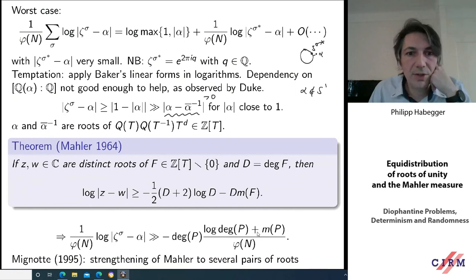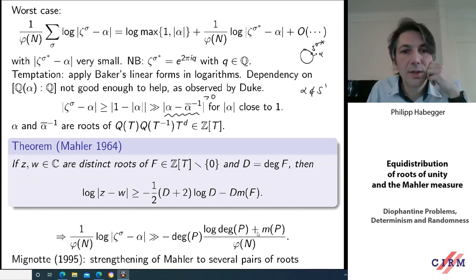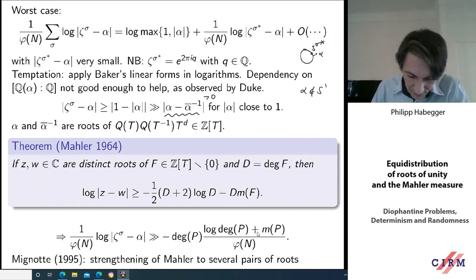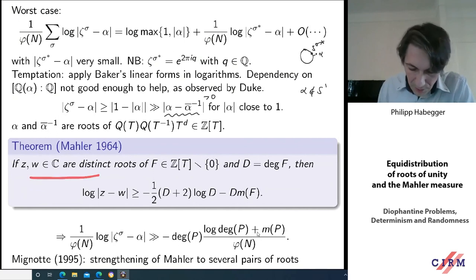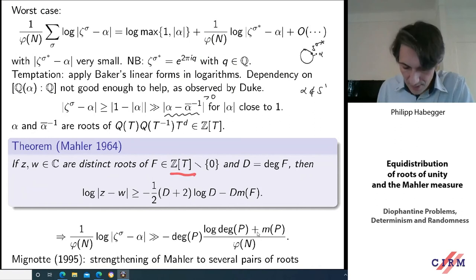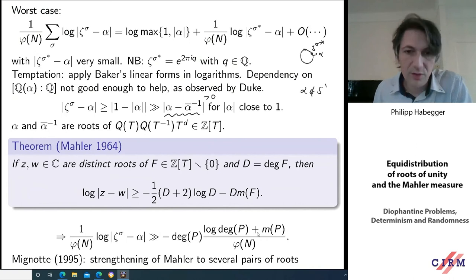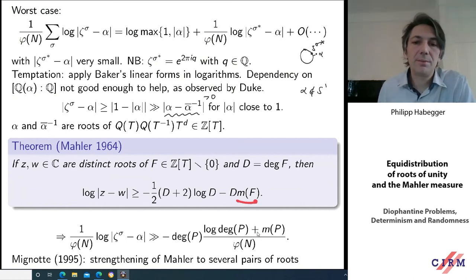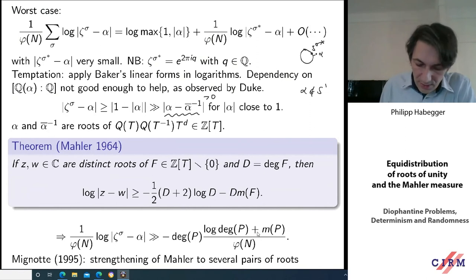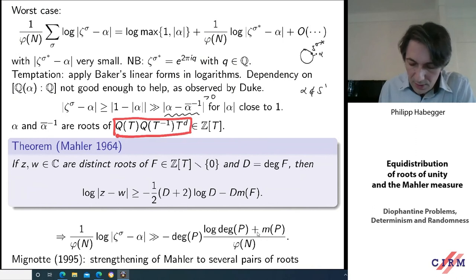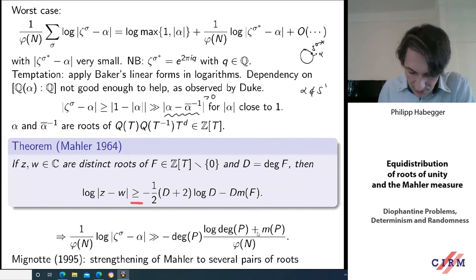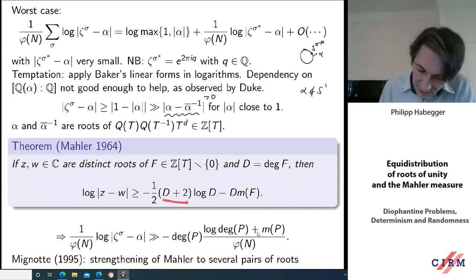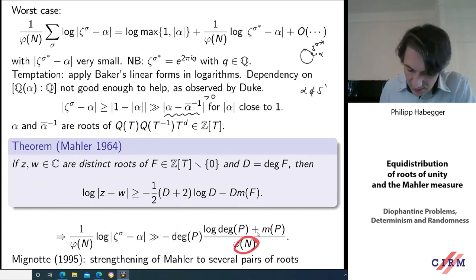And for this, we return to Mahler's results on separation of roots of polynomials. So this is a result of Mahler from 1964. If I have two distinct roots of a polynomial with integer coefficients, then I can bound the distance between these two roots from below by something that is essentially linear in the degree and with a dependency on the Mahler measure of f. And so if you plug in this result, you can use this polynomial here that has alpha and alpha conjugate to the minus one as roots. And you can bound this difference here from below. And the lower bound you get will be good enough for the application because the dependency here in D is essentially linear, and that will lead to an essentially linear dependency here in D, and in the end the 5n will win.